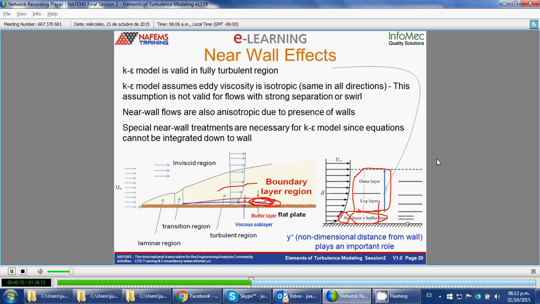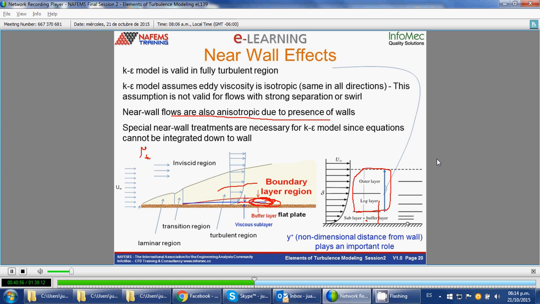The other part is that K epsilon assumes eddy viscosity, we talked about this, is isotropic, so there is no direction to eddy viscosity. And we know that there is, because there is a wall in here, and the vorticity gets orientation here. We know these flows are not isotropic near the wall. So in order for us to use K epsilon near the wall, we have to do something special. So what do we need to do?